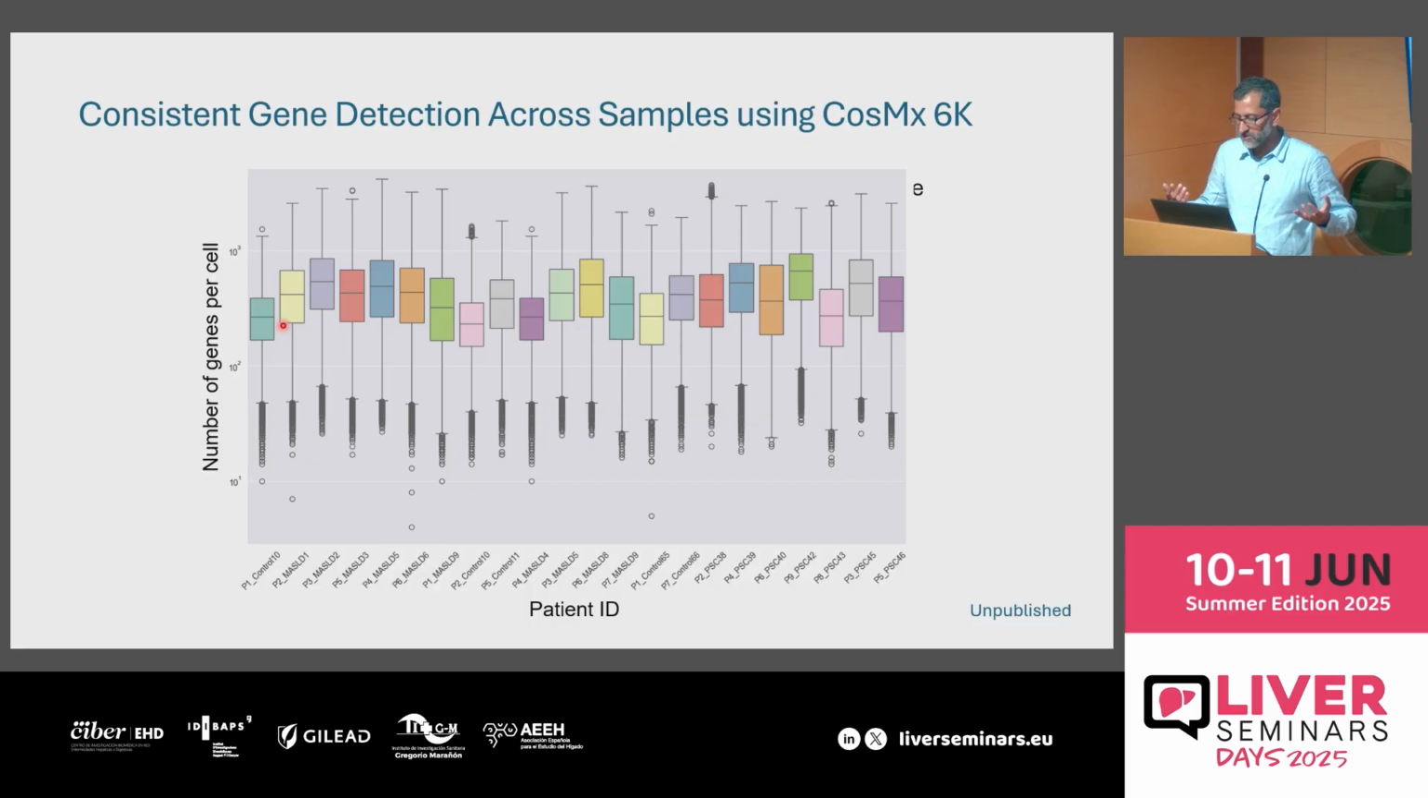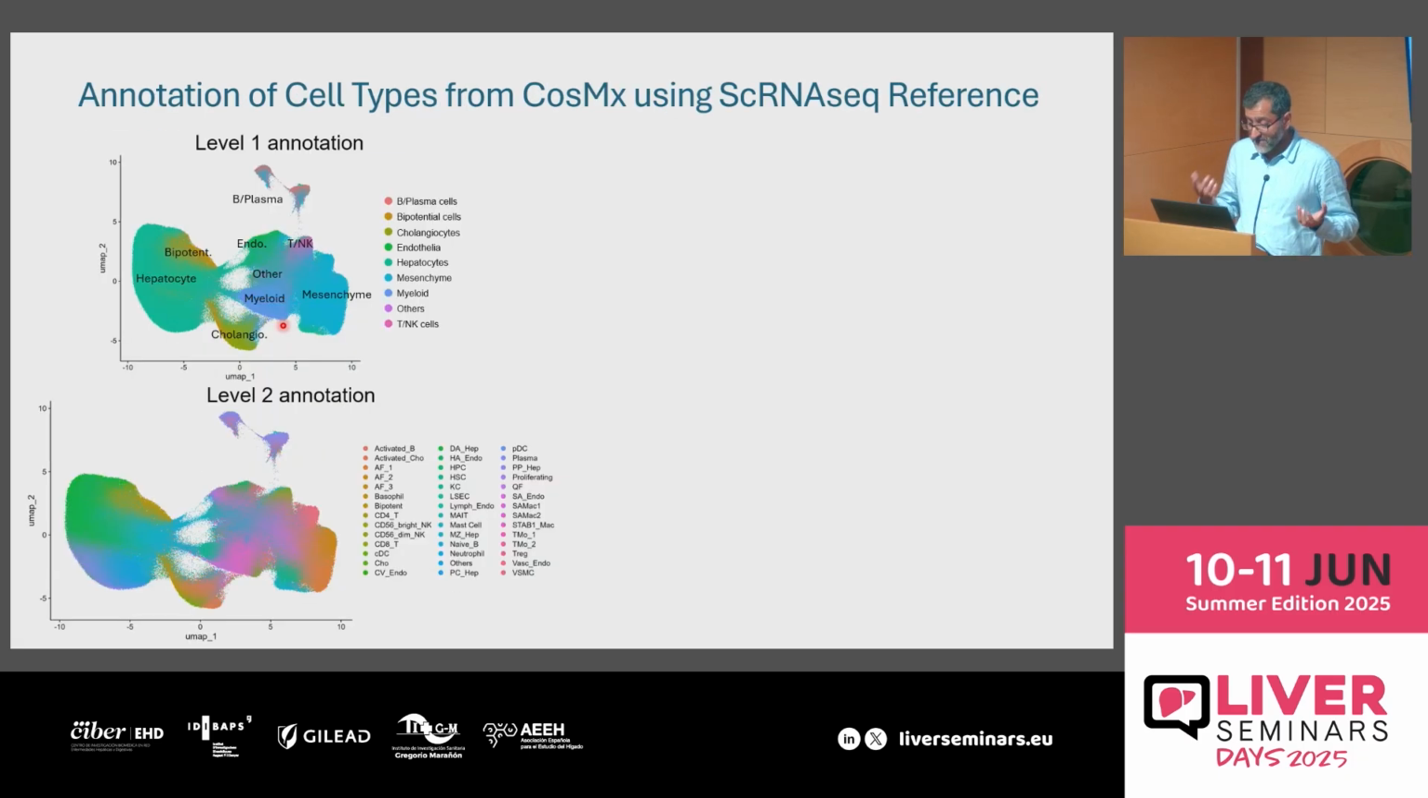Okay, so you still have a lot of dropout and a lot of sparsity in this type of data. However, you can start to get biologically meaningful results from it. So we can annotate this. This is the data from the Cosmics, which has been viewed like single cell data. So we can annotate the different cell types. This is kind of a top level annotation, but yes, we can do more fine-grained annotation, using our single cell reference to help guide this.